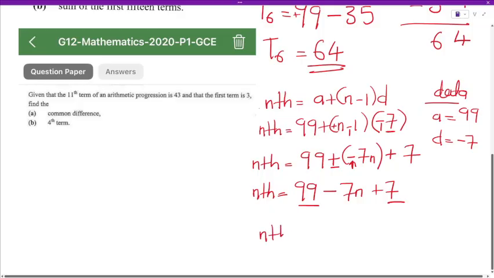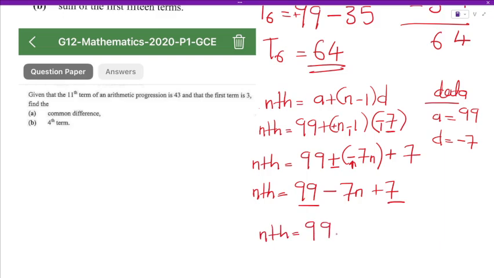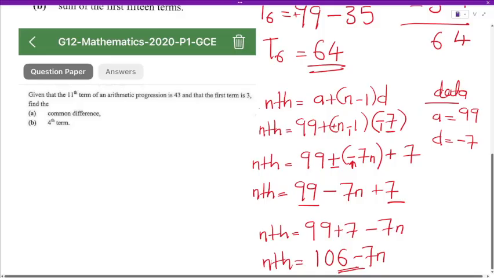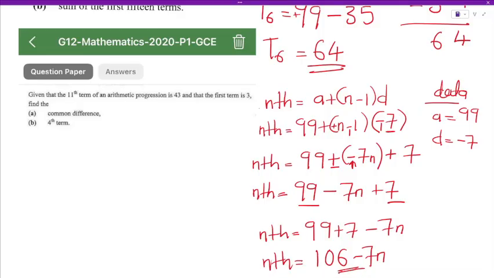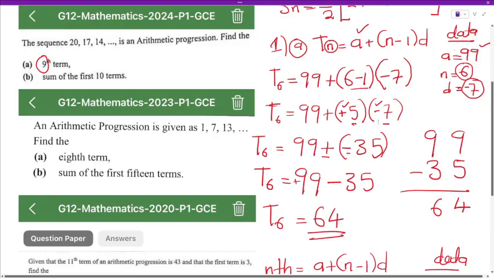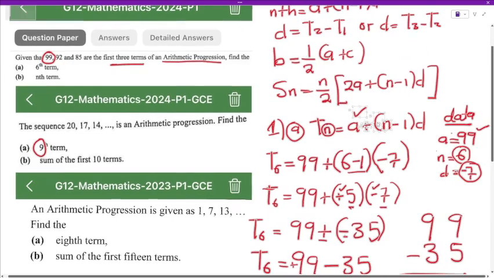So nth will be equal to 99 plus 7 minus 7n. So the final answer will be nth is equal to 99 plus 7, that gives us 106 minus 7n. This answer meets the recommended standard, where your answer starts with a positive number. And you are done. That is your formula or nth term. As simple as that. I don't see any question, so we proceed to the next question.